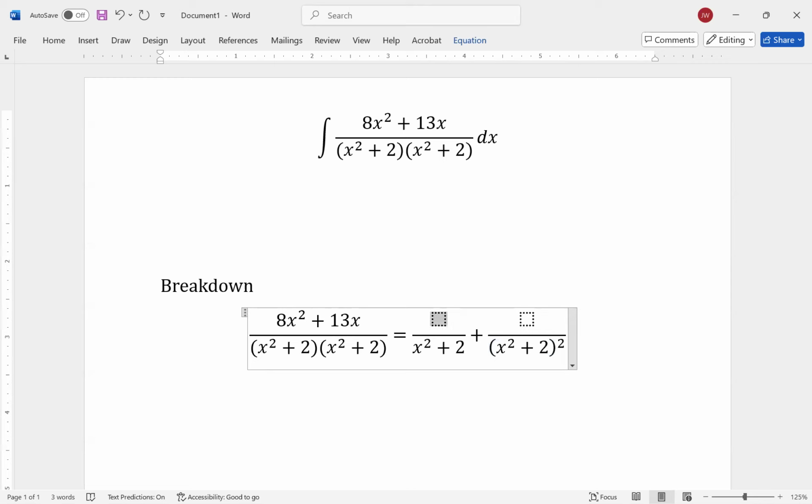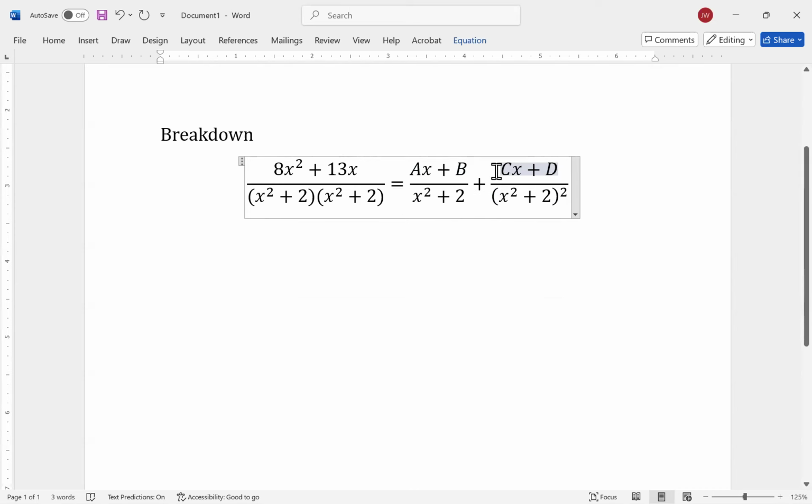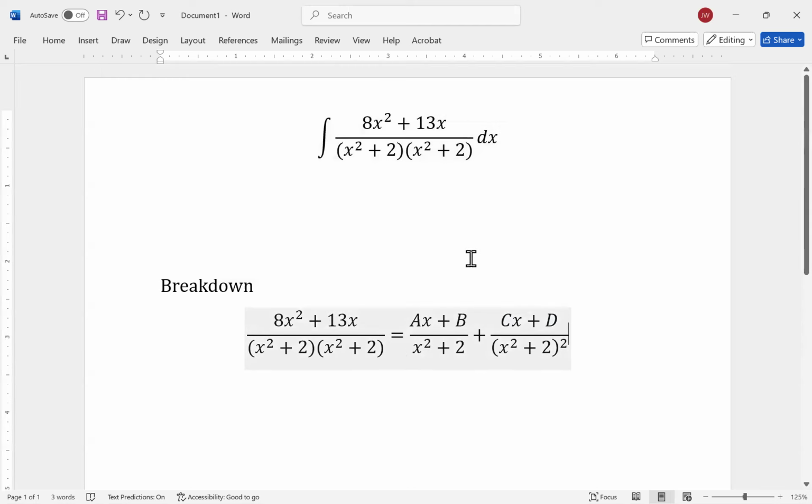Well, the numerator in the first one would have to be a linear piece, so something like ax plus b. And in the second one, it would also be a linear piece. It would be something like cx plus d. You can imagine that this would be fairly cumbersome to figure out the a, the b, the c, and the d. You can use matrices and row-reduced echelon form of matrices to do that. That makes your life a lot easier, but it's still fairly cumbersome. So that's the breakdown, and I'll just leave it at that. We won't go through solving this entire problem.